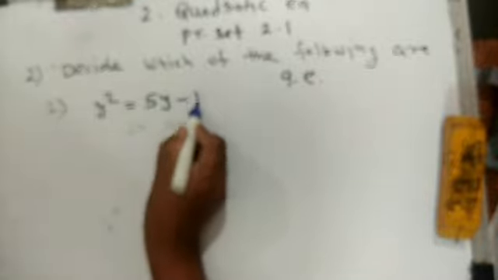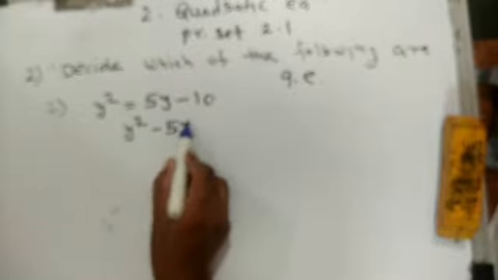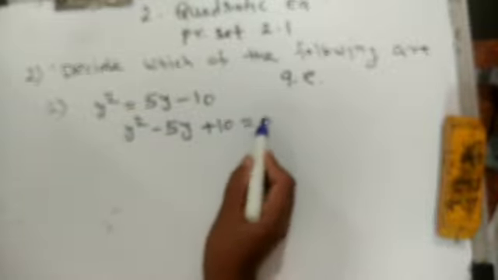In the second problem, question number 2, which equation is given? y square is equal to 5y minus 10. This equation is given. Then here first convert it into the standard form. All of you know the standard form, ax square plus bx plus c is equal to 0. Therefore, first y square, take this 5y to the left hand side, it becomes minus 5y, minus 10, take this to the left hand side, plus 10 is equal to 0.